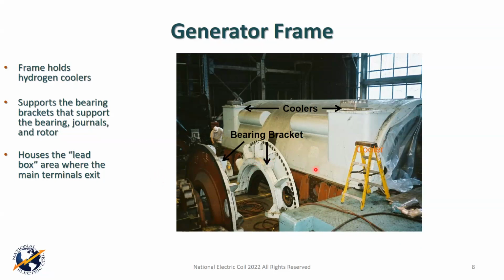And I think that's about all we can really see on this picture here. Obviously, the end bells go on this end in this area. They're bolted in. Now, just to help you out a little bit, this is a hydrogen-cooled machine. And one of the telltale signs is the size and the girth of these end bells, and also the frame itself.